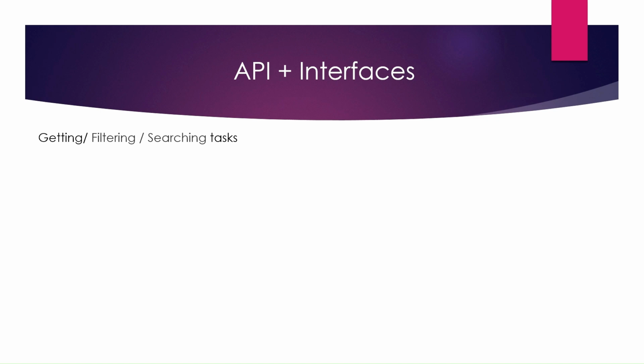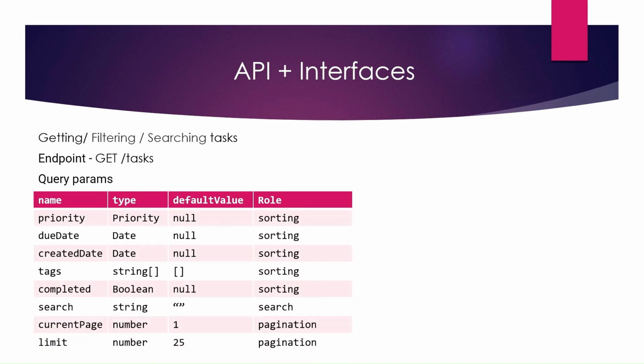The next endpoint is responsible for filtering, getting, and searching our task list. In this endpoint, we will have multiple query parameters to filter and search for specific tasks. The first 5 parameters are responsible for filtering our task list, while the search field will take a string that can search by title or description of our task. Current page and limit will be used for pagination to increase app performance when we have a lot of tasks.